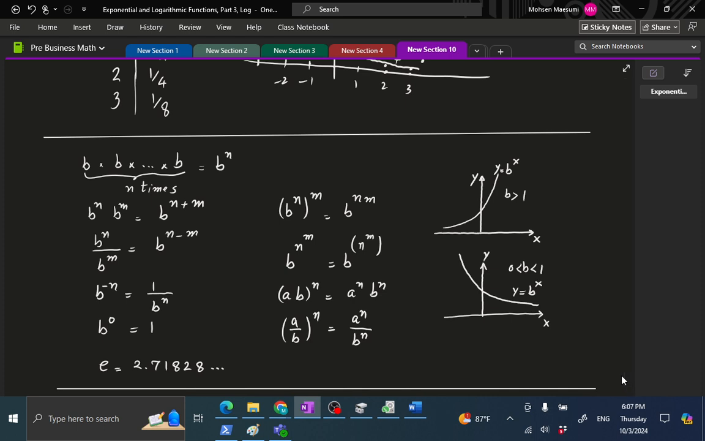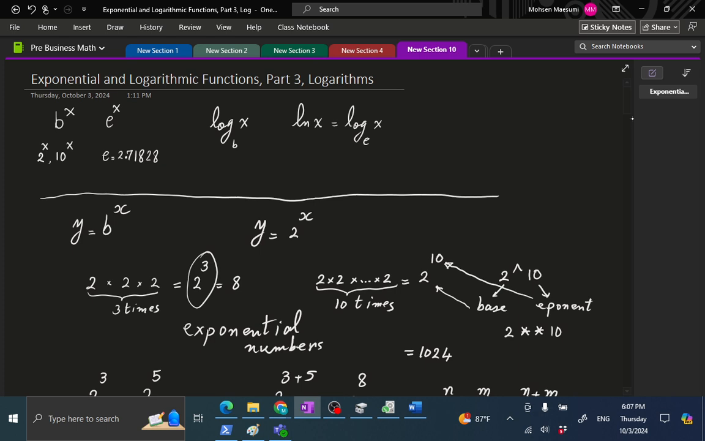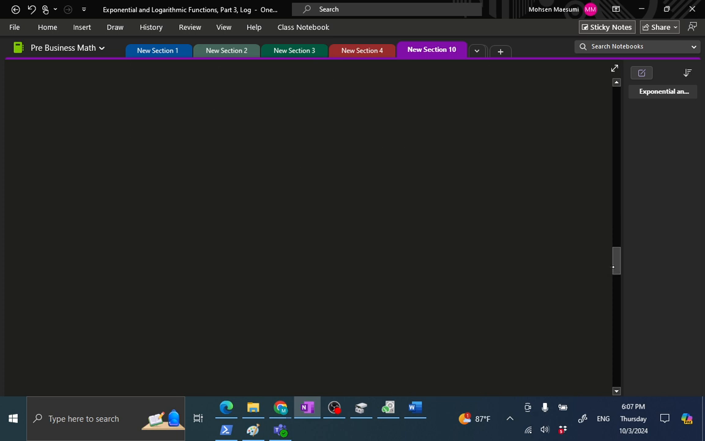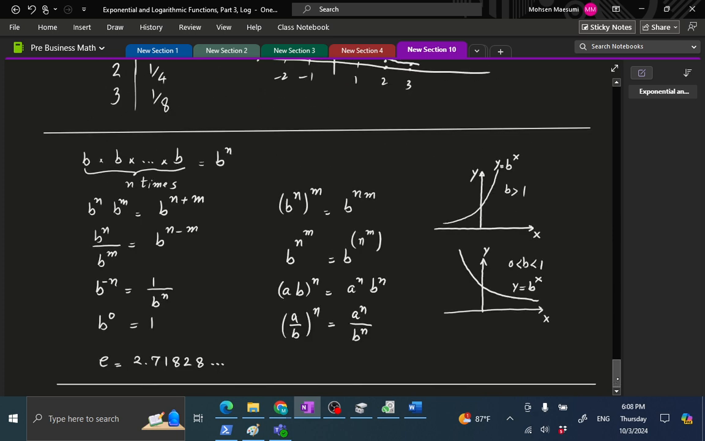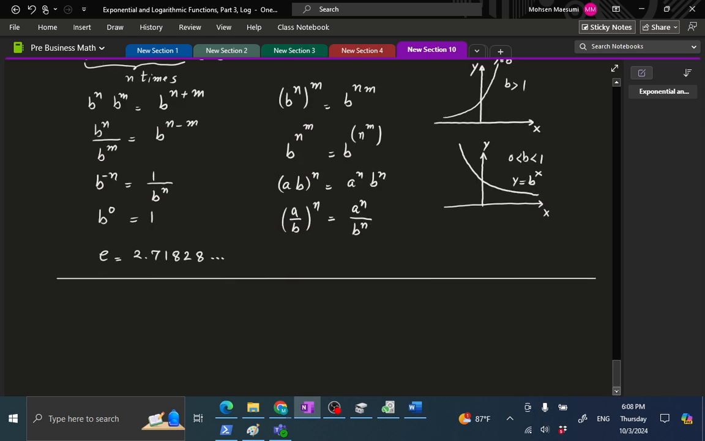When you are multiplying some number so many times, you use the exponential notation. That is what b to the power of n means, where b is the base and n is the exponent. And then we went through all the rules. Let me remind you of one of the exercises we had.